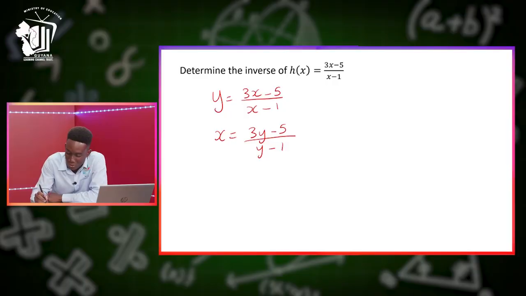The next step now, the big step, we make y the subject of the formula. And this is where we have to be careful. So what we want to do, we see y minus 1 is dividing. So when we take that over, it will multiply. So we'll have x multiplied by y minus 1 is equal to 3y minus 5.